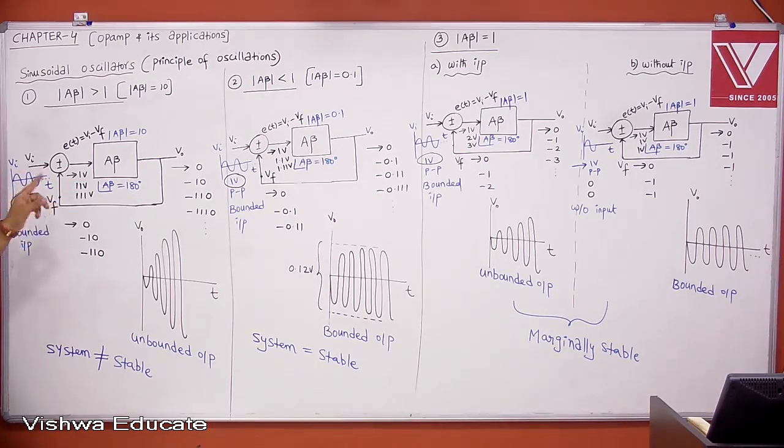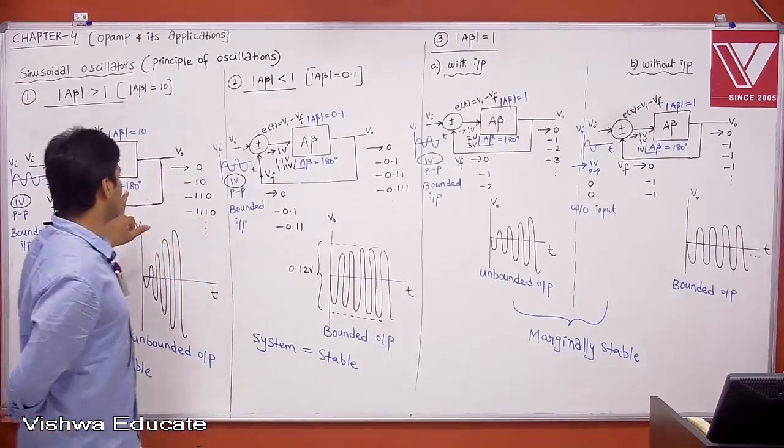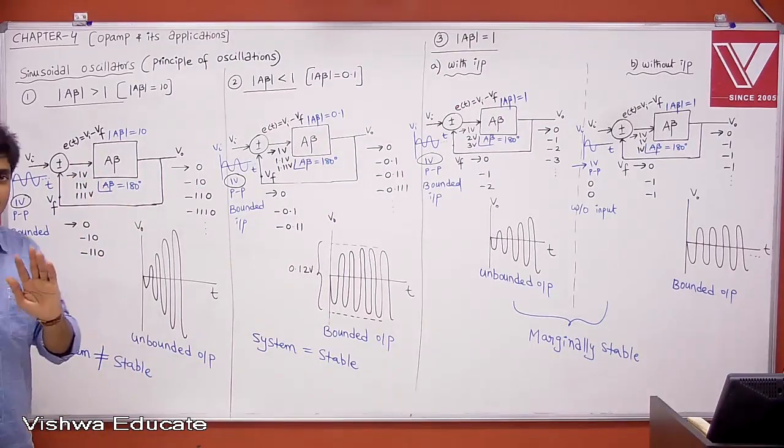For all closed loop systems with unity gain feedback, we always consider 180 degrees as a reference, and mod A beta greater than 1, less than 1, equal to 1. 1 is always a reference. With respect to magnitude, 1 is reference. With respect to phase shift, 180 degrees is reference. Remember, I am going to use these two to explain gain margin and phase margin.